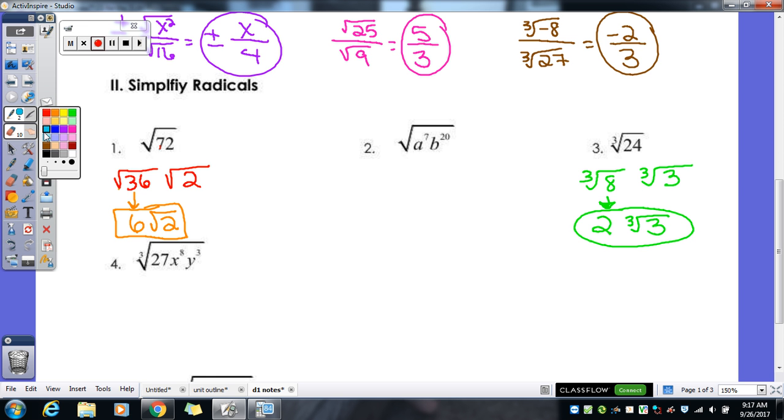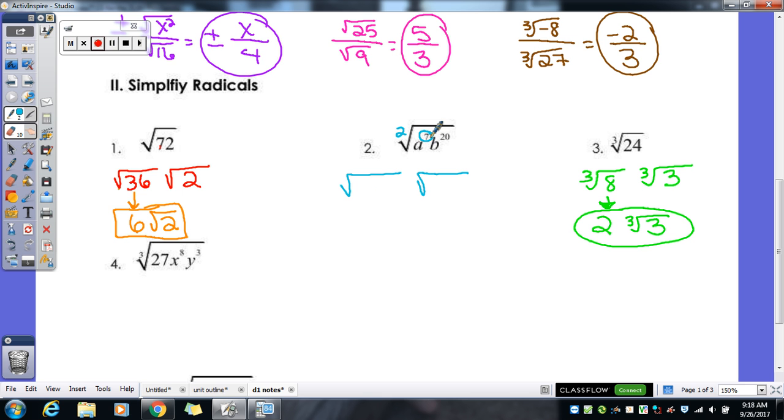So going back to number 2 now, you can separate it when you have variables also. So when you have variables, what needs to happen is the exponent needs to be divisible by the index. So again, our index here is a 2. It's not written, so that means it's a 2. They generally don't write the 2. So my exponent on my a has to be a number that's divisible by 2. But I can't actually divide 7 by 2. I would get a decimal.